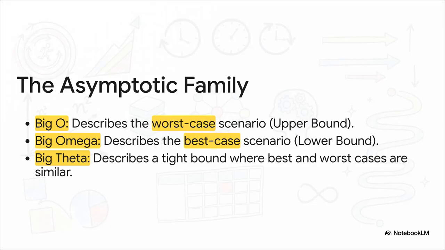It's all about describing that growth rate. Now, believe it or not, Big O actually has a few cousins. You might hear people talk about Big Omega, which is the best case scenario, or Big Theta, which is kind of the average case. But honestly, in the real world, and especially in job interviews, we almost always focus on Big O, because we want to plan for the worst case scenario. We want to know just how bad things can possibly get.